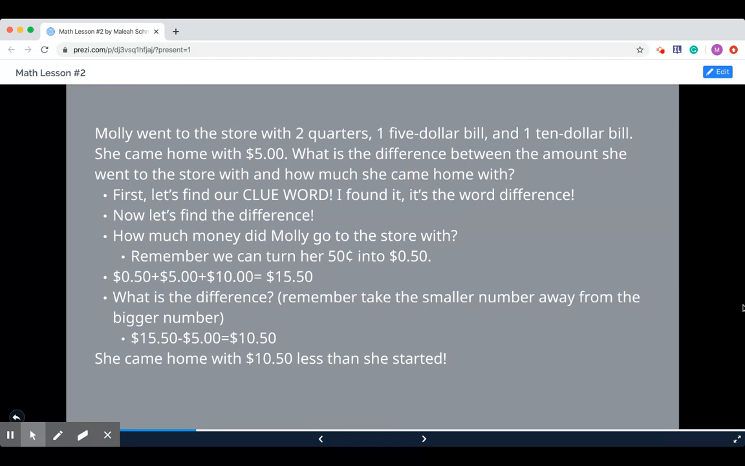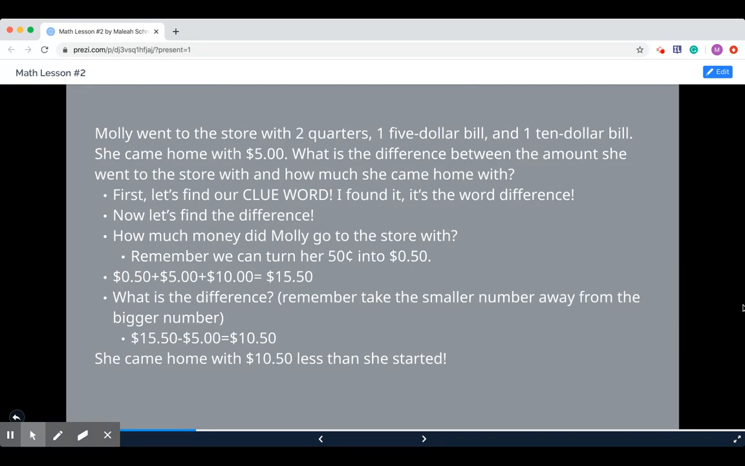So Molly went to the store with 2 quarters, one $5 bill, and one $10 bill. She came home with $5. What is the difference between the amount she went to the store with and how much she came home with? So first, let's try and find our clue word. Oh, I found it. It's the word difference. Difference means that we are subtracting because it's one of our subtraction clue words. So now let's find the difference.